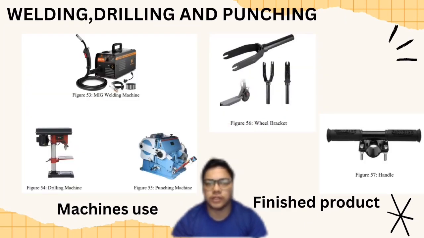Okay, move on to welding, drilling, and punching. For the machines used, this is an example of a MIG welding machine, a drilling machine, as you can see down there, and also a punching machine to make the holes. And then the finished products are the wheel bracket and also the handle.